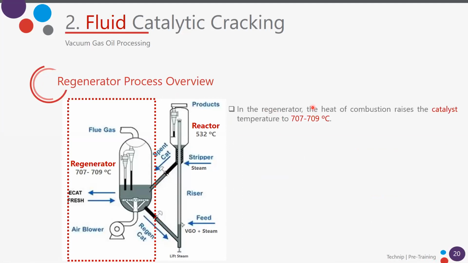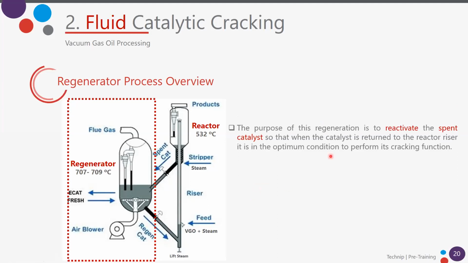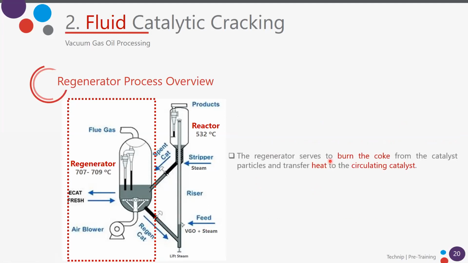So in the regenerator, the heat of combustion raises the catalyst temperature to this level, more or less 707 and 709 degrees C. The purpose of the regeneration is to reactivate the spent catalyst so that when the catalyst is returned to the reactor riser, it is in the optimum condition to perform its cracking function. The regenerator serves to burn off coke from the catalyst particle and transfer heat to the circulating catalyst.